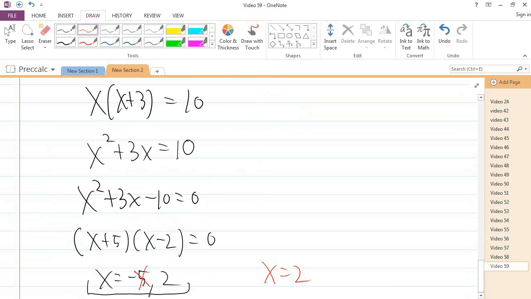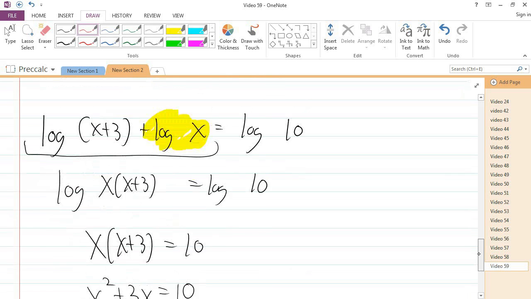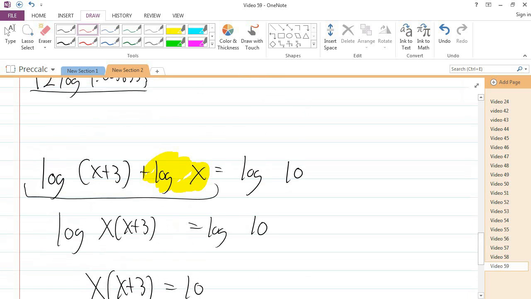When you do log equations that turn quadratic, you've got to check your answers because you can't take the log of something negative. Now, sometimes that means that you will throw out the negative answer, but be careful. Having a negative answer isn't the problem. Taking the log of a negative number is the problem.